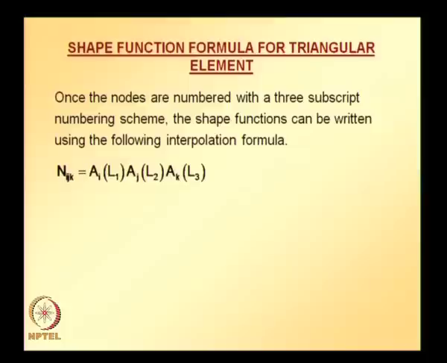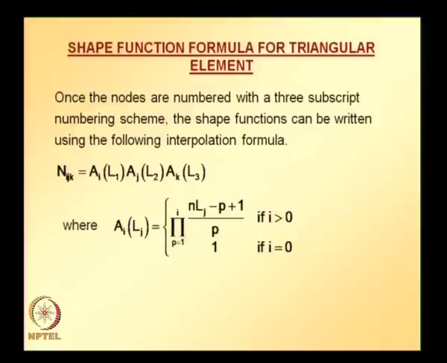Now each of the nodes 1, 2, 3, the numbering is replaced with the 3 subscript numbering scheme. Each node is referred to with respect to the 3 subscript numbering scheme. So, the corresponding shape functions can be obtained using this formula. Nijk is equal to Ai L1, Aj L2, Ak L3, and Ai Lj is defined like this.